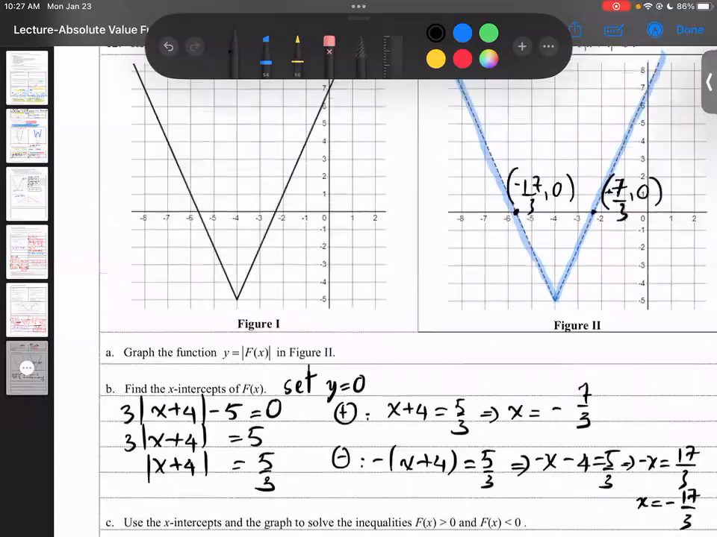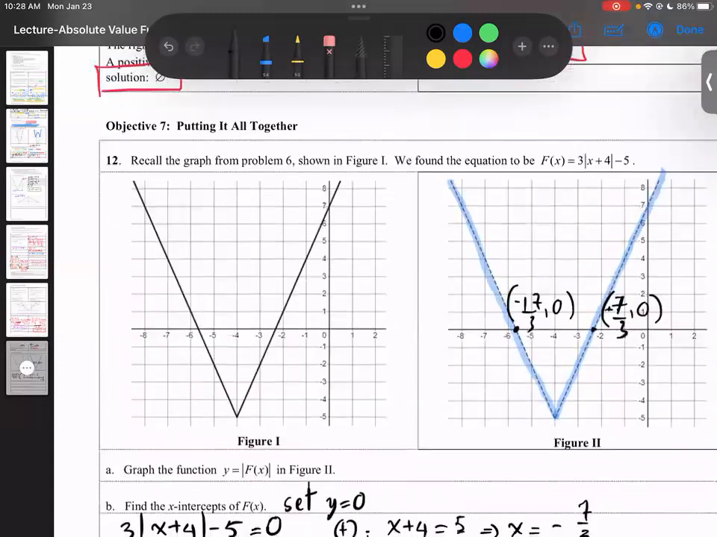What about the y-intercept? We're almost done. For the y-intercept, you can eyeball it, but in case you can't, if it's in fractions, then you set x equals 0. If x equals 0, y is 7.